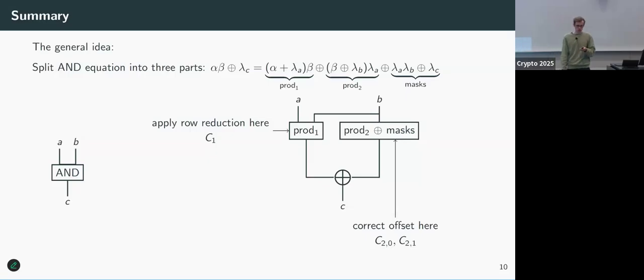So to summarize, we do a row reduction in this first part. This costs us only 1 ciphertext. And then we correct this offset that is left behind here. We correct it in the second part, which costs us to garble normally 2 ciphertexts because it's a unary gate.